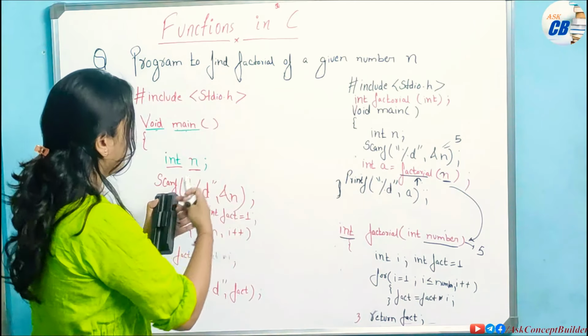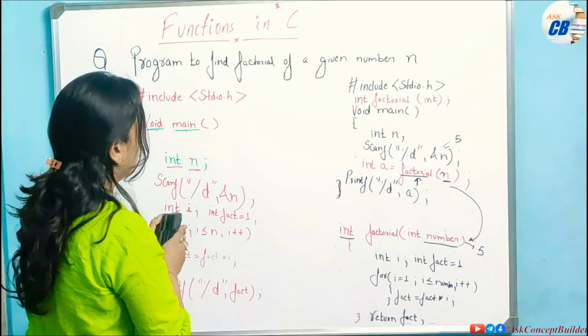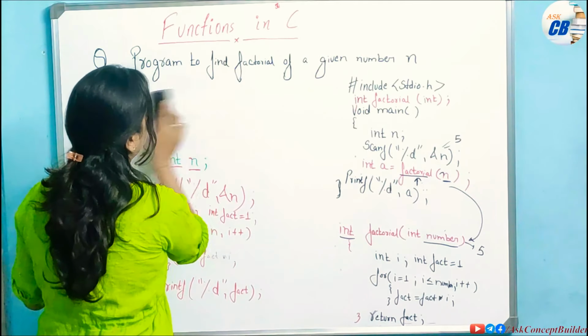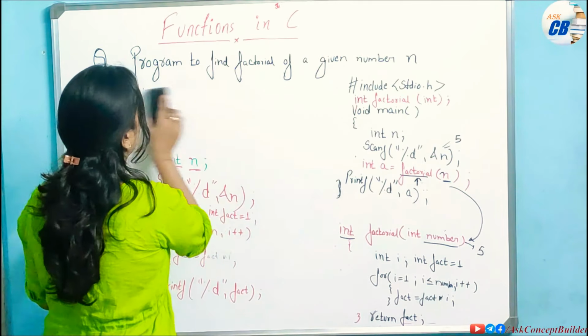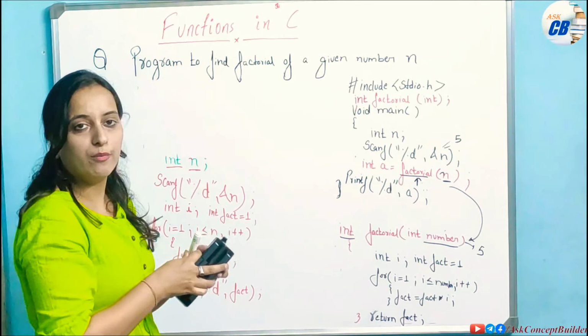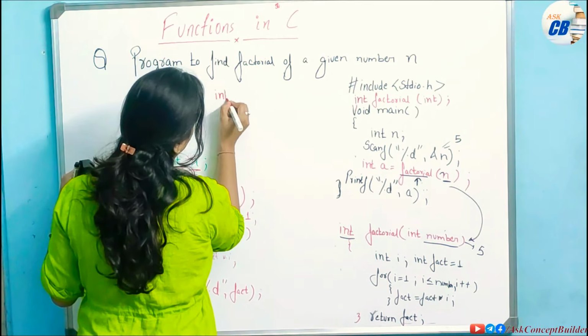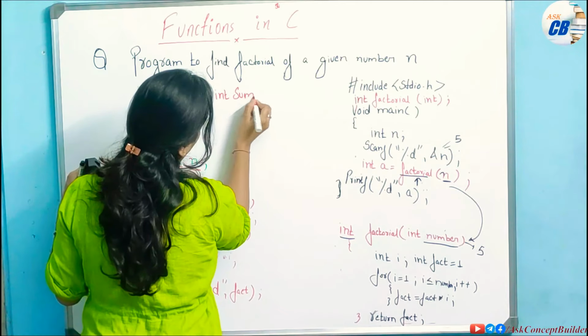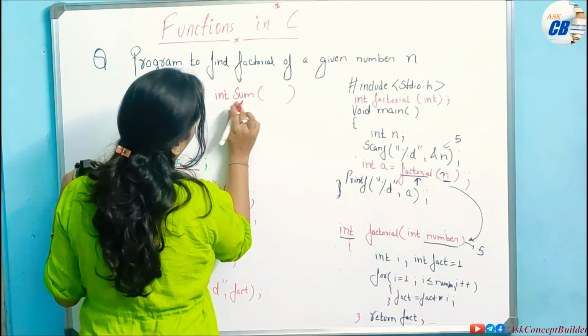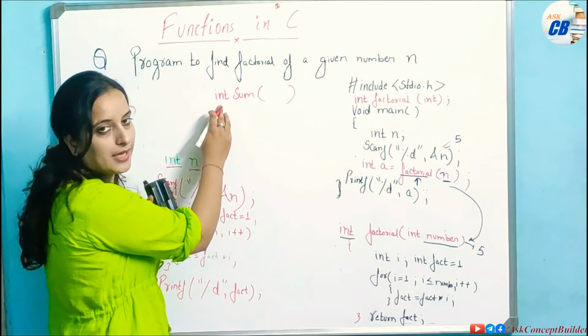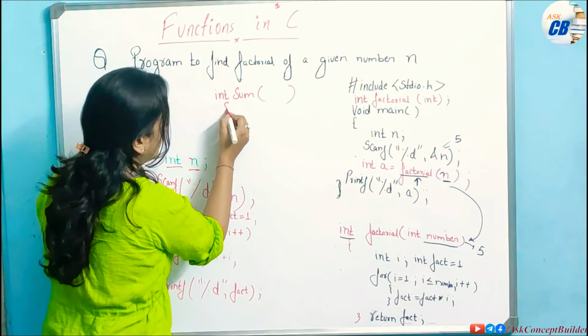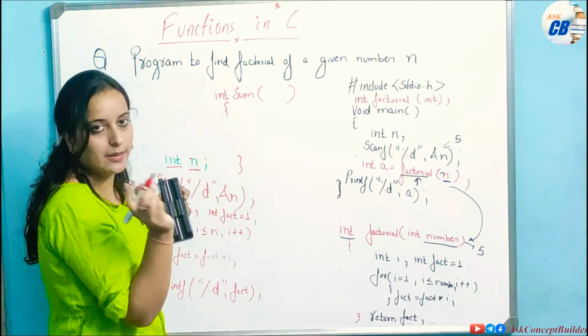So in the same way I will write one more here for sum. If I want to create one for sum, then in the same program I will include one more function. Let us suppose I create a sum function here. This is the name of your function, this is the type of the value your function is returning, and all the steps you will include inside the braces.